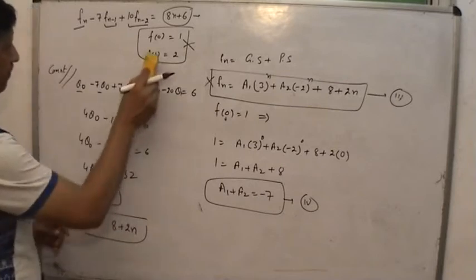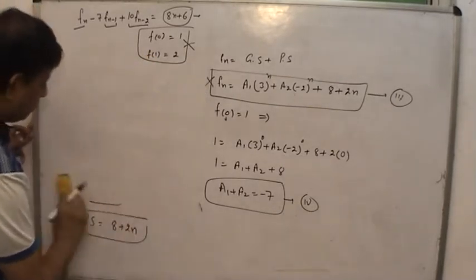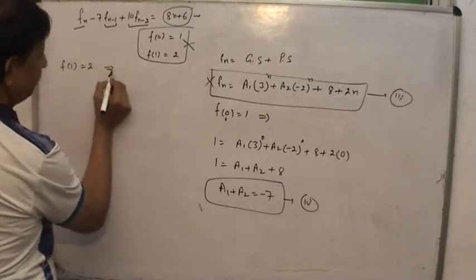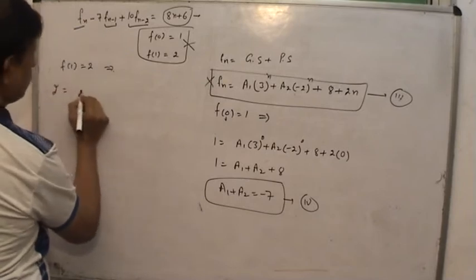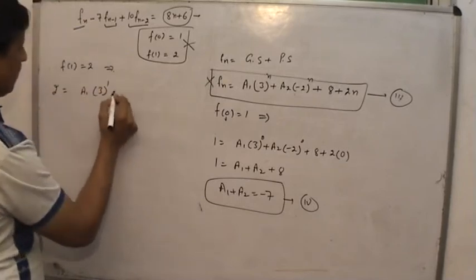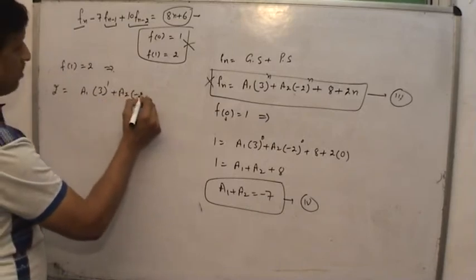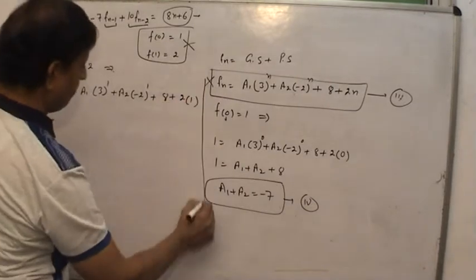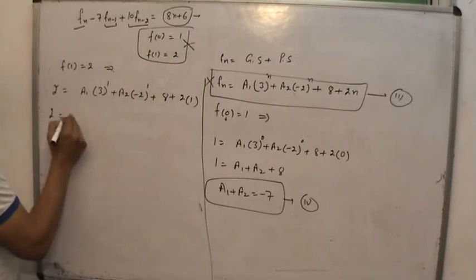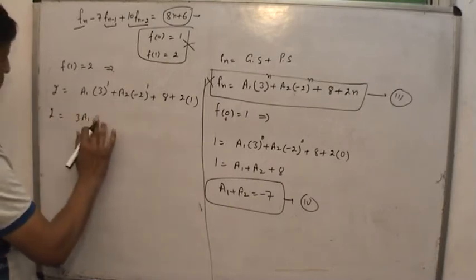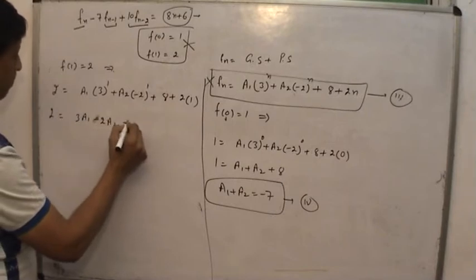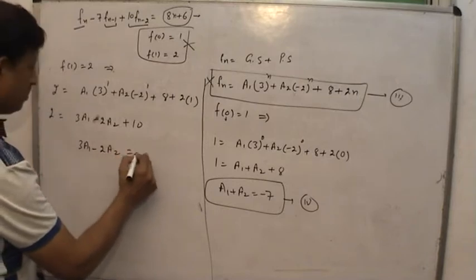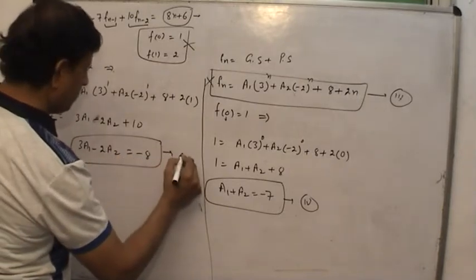Similarly, we can use the second condition, that is f of 1 is equal to 2. It means 2 is equal to a1 into 3 raised to the power 1 plus a2 into minus 2 raised to the power 1 plus 8 plus 2 into 1. That is, 2 is equal to 3a1 minus 2a2 plus 10. 3a1 minus 2a2 is equal to minus 8. Say it is number 5.